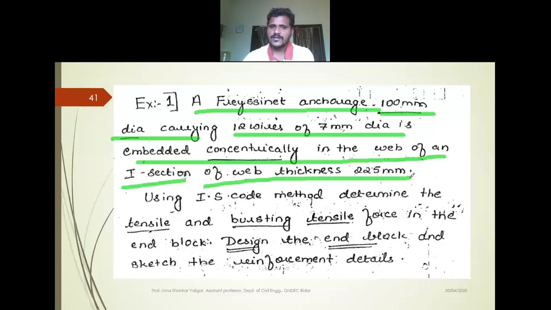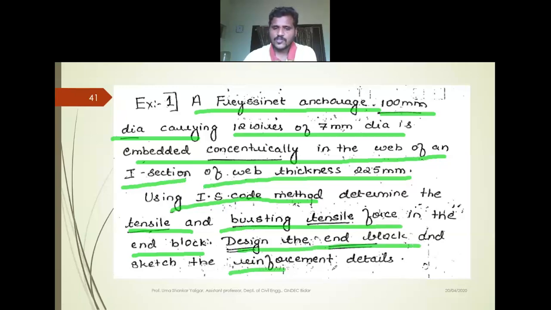Here it has been given that the plate is there in the web, and that plate has the 12 wires of 7 mm, and the diameter of the plate is 100 mm, and it is placed in a web of thickness 225 mm, concentrically. Then by using the IS code method, you have to determine the tensile and bursting tensile forces. We know the expressions which are there in your IS 1343 code book. We need to calculate those two forces in the end block, design the end block, and sketch the reinforcement details. This is what has been asked in the question.